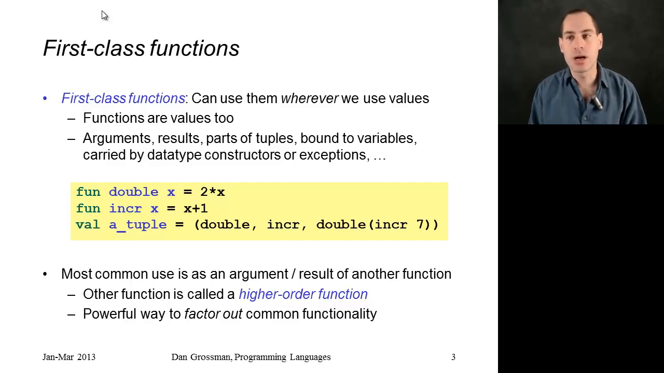Okay? So to finish up, let me just give you a couple more terms. The most common use of first-class functions is not putting them in tuples and pulling them out of tuples, although that can be very useful. The most common is to pass a function as an argument to another function or as the result of another function. And when you're doing that, the function that takes or returns other functions is called a higher order function. It's just a term. And higher order functions are a powerful, powerful idiom for factoring out common computations. And we'll see examples in upcoming segments.